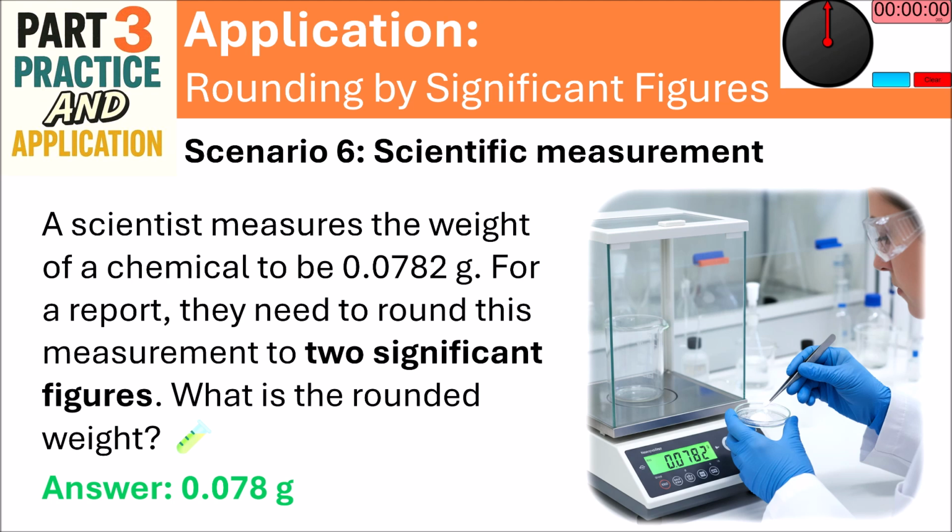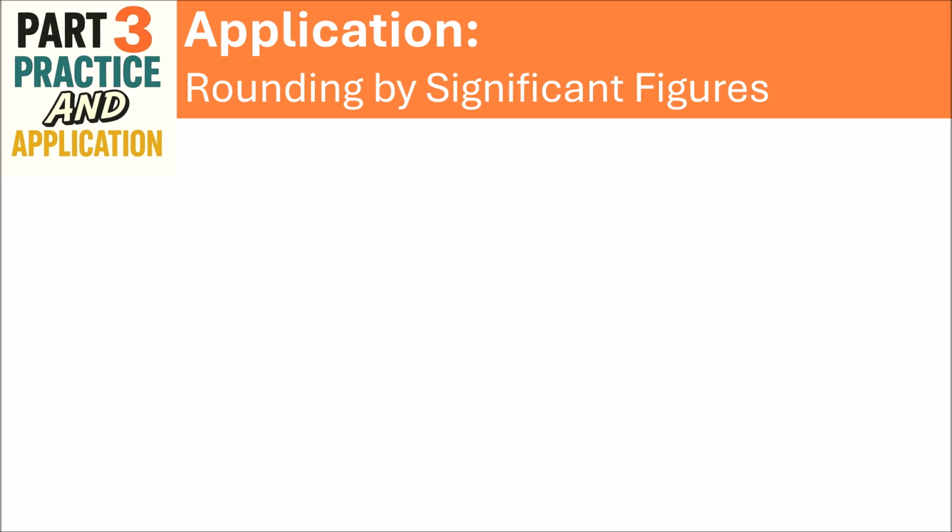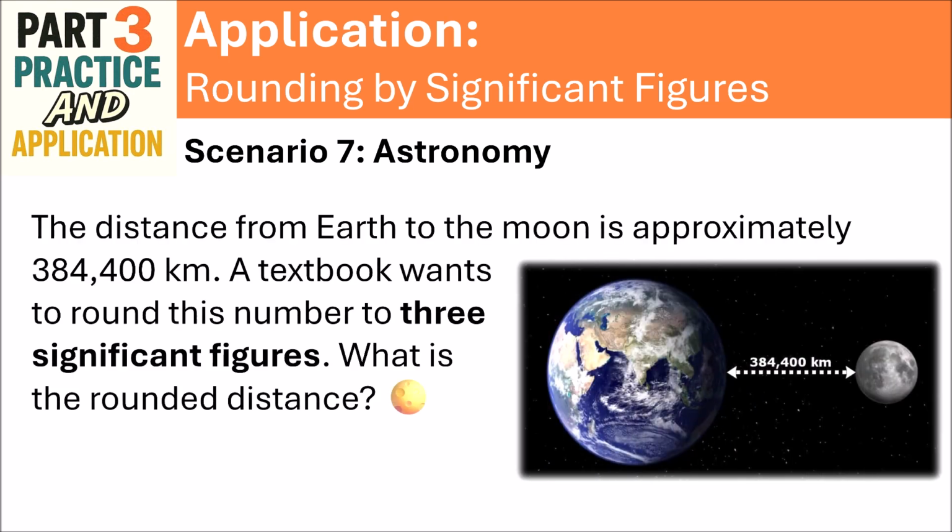Here is the answer. Got it right? Scenario 7. Rounding by significant figures applied to astronomy. The distance from Earth to the Moon is approximately 384,400 kilometers. A textbook wants to round this number to three significant figures. What is the rounded distance?